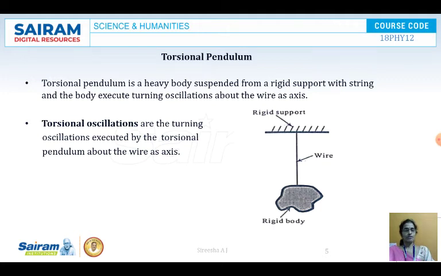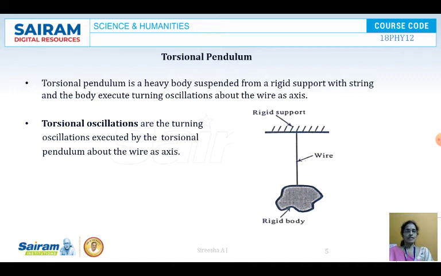There is a lot of difference between a simple pendulum and a torsional pendulum. In a simple pendulum, the oscillations move along the x-axis, left to right. Here it is making a twist along the axis of the wire, so it keeps rotating. That is the difference. Turning oscillations happen in a torsional pendulum, and normal left and right oscillations in a simple pendulum. But here there is a twist along the axis of the wire. So this is called a torsional pendulum.